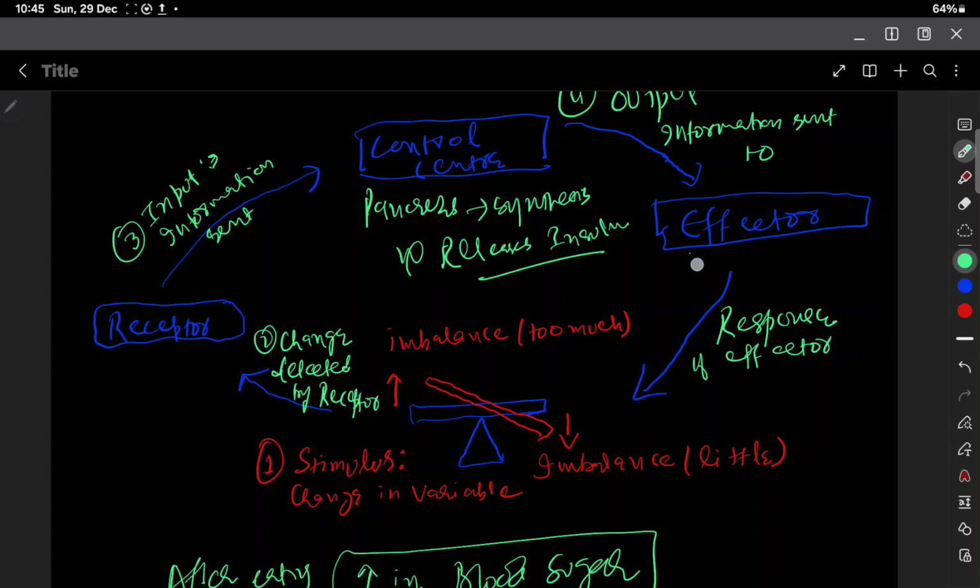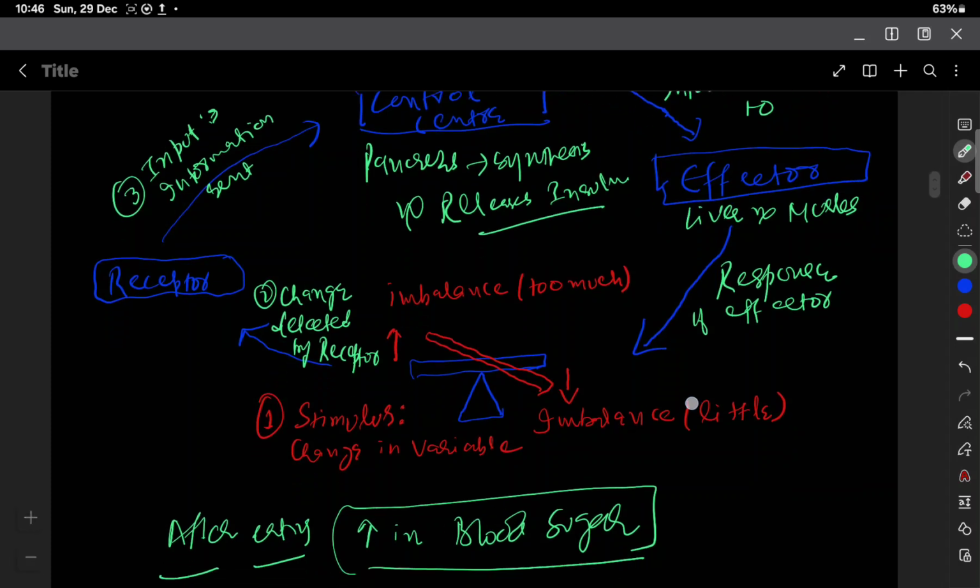Liver and muscles. They respond to the insulin and increase the glucose uptake. Some glucose gets converted into, for example, glycogen, which lowers the blood glucose and restores the balance. So that is one of the examples of homeostasis. So I will again explain what homeostasis is. This was the general mechanism of how homeostasis occurs in our body.